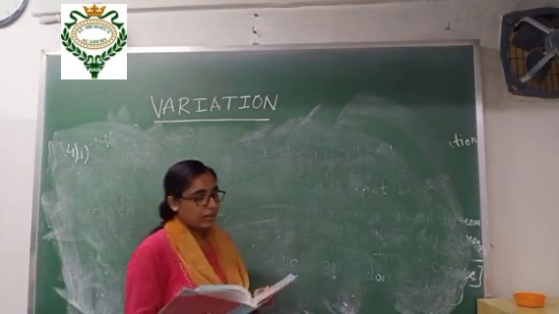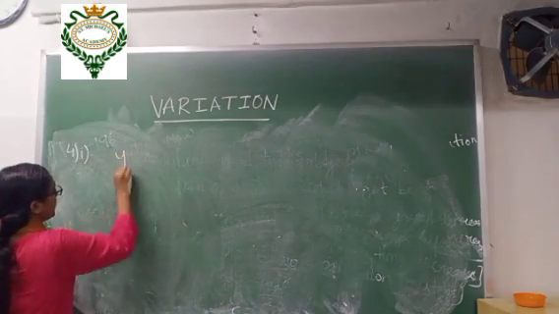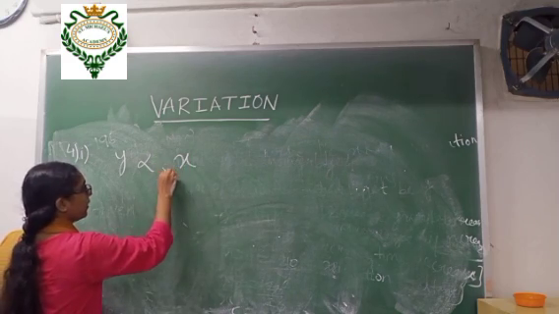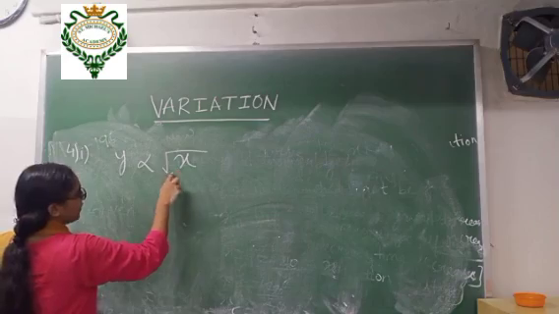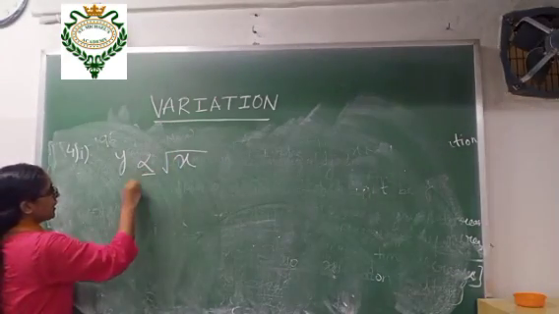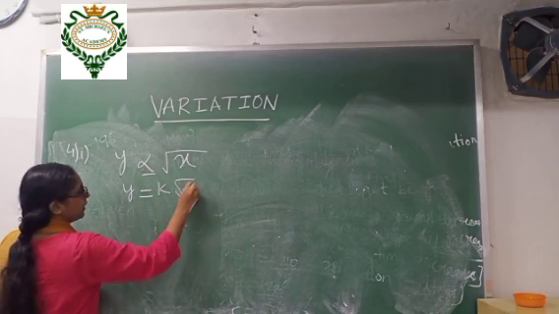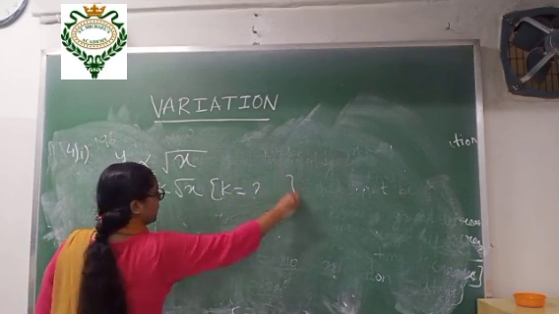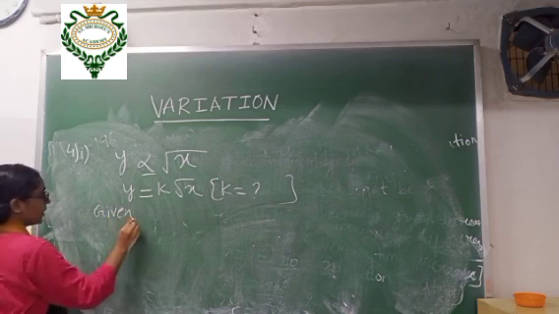Question 4.1: y varies directly with the square root of x. First of all, we have to remove the variation sign. So we will take k and write y = k√x, where k is the variation constant. Please write it.